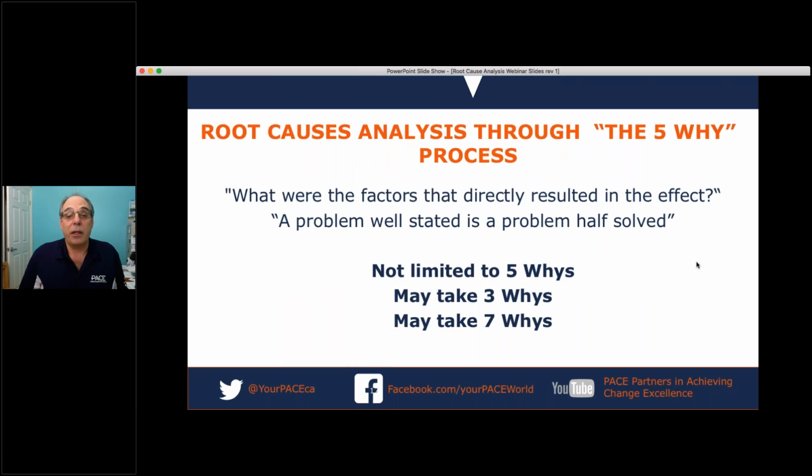What are the factors that directly result in the effect? So that's what we're looking for. What really are the factors that are causing the effect? And the main thing to remember is a problem well stated is a problem half solved. So if you can make sure you come up with a really good problem statement, then you can ask why. And it could take 5 times. It may take 3 times, might take as many as 7 times. It depends on the problem we're having.